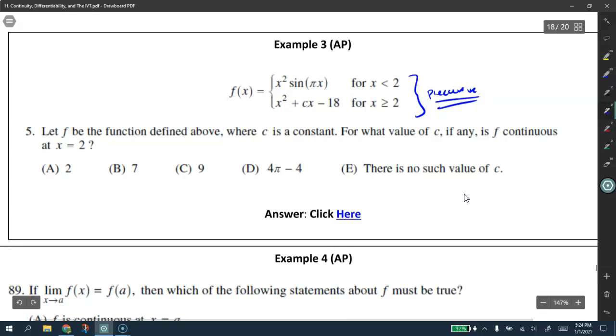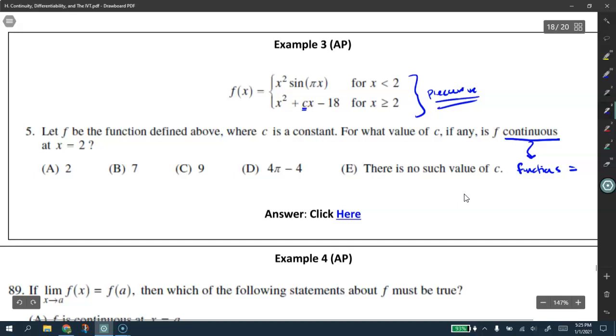It says, let f be the function defined above, where c is a constant. So notice how there's a c here, and that's a constant number. It says, what is the value of c, if any, if f is continuous at x equals 2? Now, what did we learn? That when they use the word continuous, then you set the functions equal to one another. But be careful, don't take any derivatives because it didn't use the word differentiable, so you can't set the derivatives equal to one another. You get it?